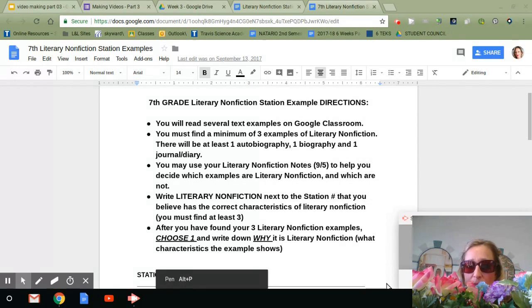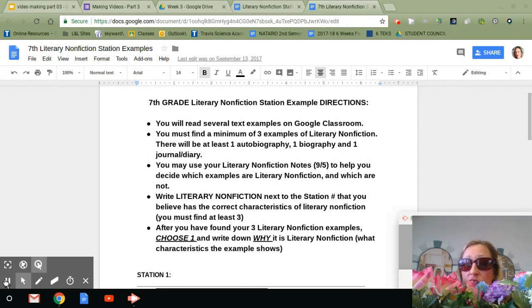Kids, I'm not supposed to be helping you with this, but I'm going to do it just because I love you. So right now, you're supposed to be filling out your 7th grade literary nonfiction station examples. And first, I thought I'd help you out with the directions.